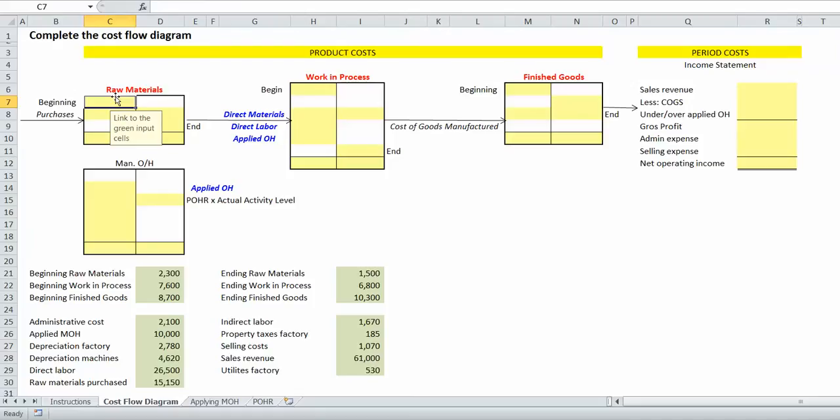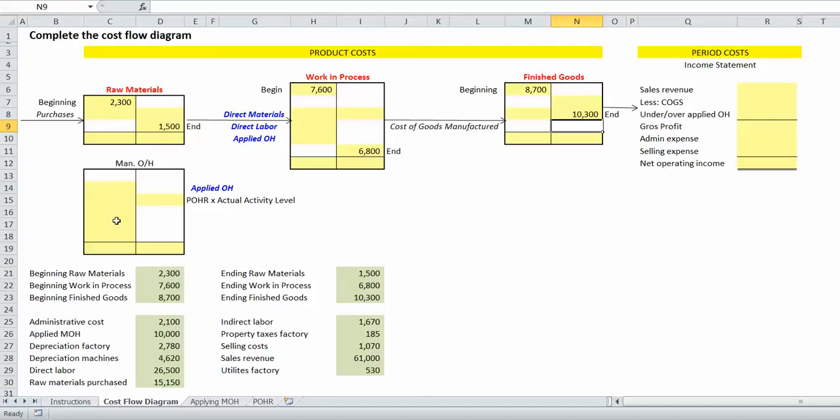Our beginning raw materials inventory, that was $2,300. Our ending raw materials inventory, $1,500. Our beginning work in process inventory, $7,600. Our ending work in process, $6,800. Our beginning finished goods inventory, $8,700. Our ending finished goods inventory, $10,300.